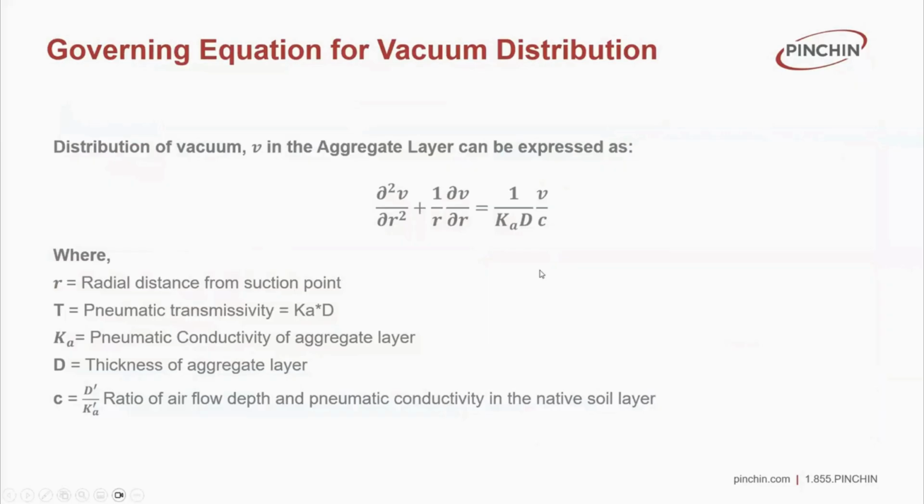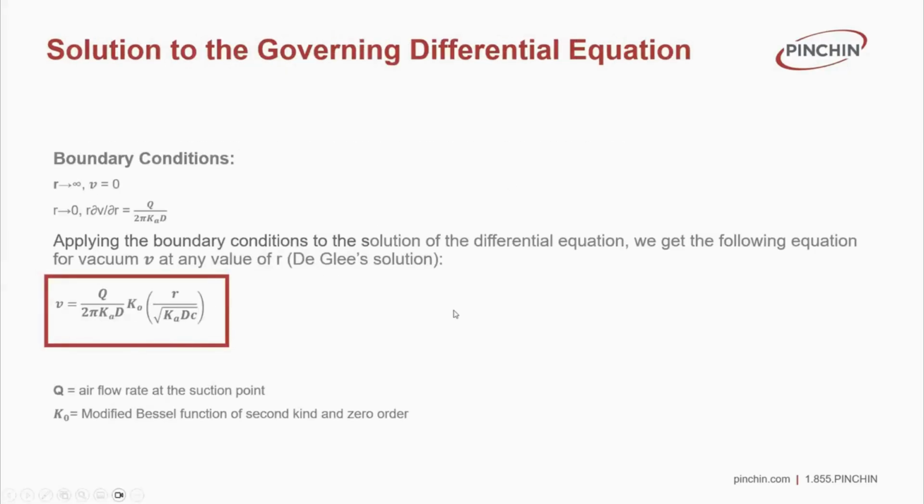So the schematic that I presented can be mathematically described by a differential equation. The idea is not to present the differential equation or how it can be arrived at, but to know that it can be mathematically described. The vacuum at every point away from the vent riser can be described mathematically for that schematic. So for that differential equation, there exists a solution.